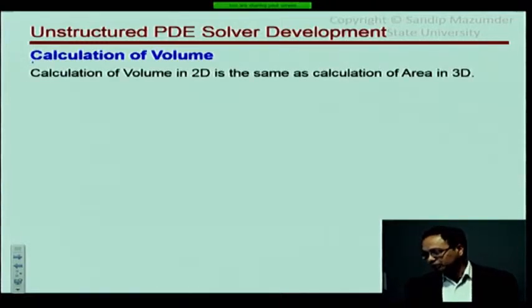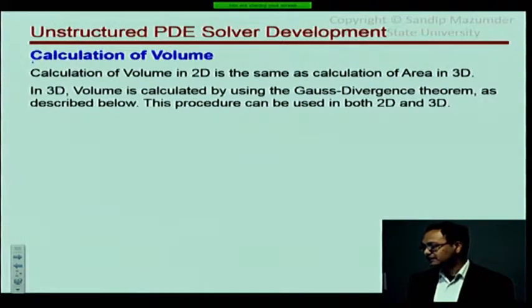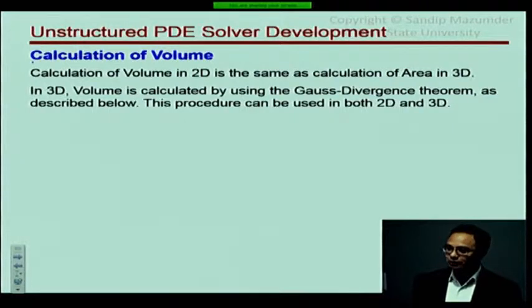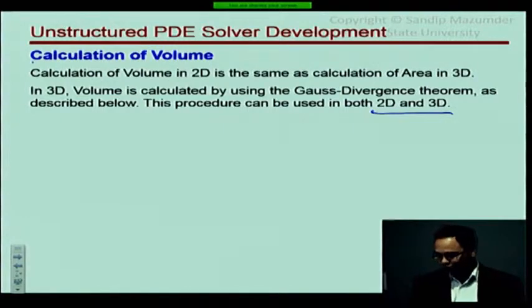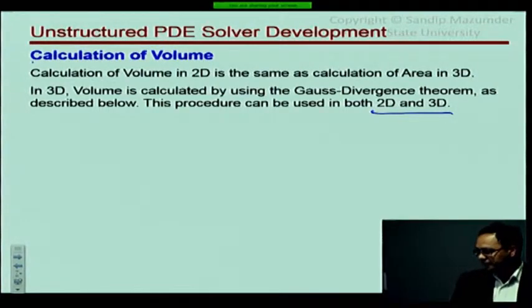All right. Let's talk about volume, calculation of volume. We've talked area and surface normal. Now we're getting to the third piece, volume. Volume in 2D is the same as area in 3D. So that formula that we used, 1/2 times the cross product of the 2 tangents, is applicable to calculating 2D volumes. We can do that. But there's a better way of doing that, and that uses the Gauss divergence theorem, and this can in fact be applied to both 2D and 3D, and this is what people usually do. It's really a neat method, as you will see.